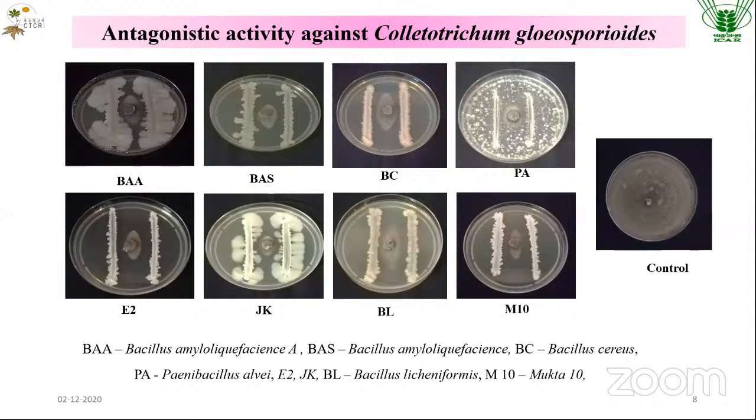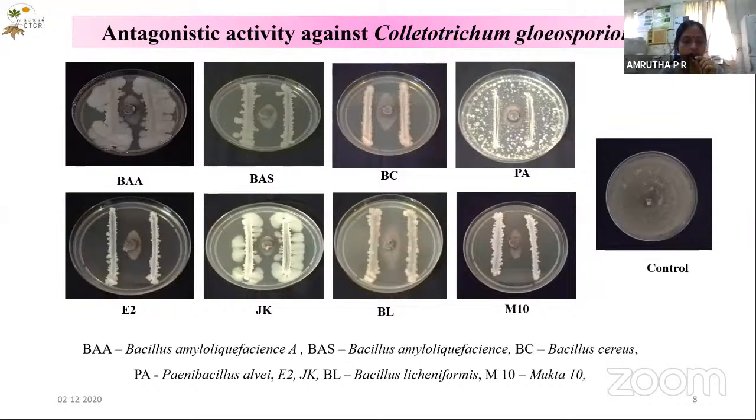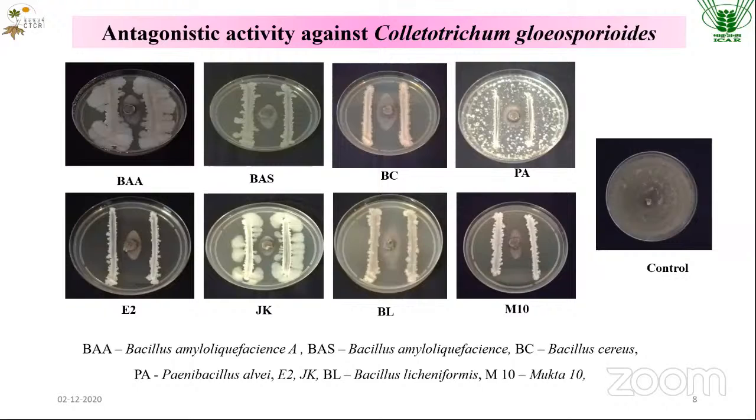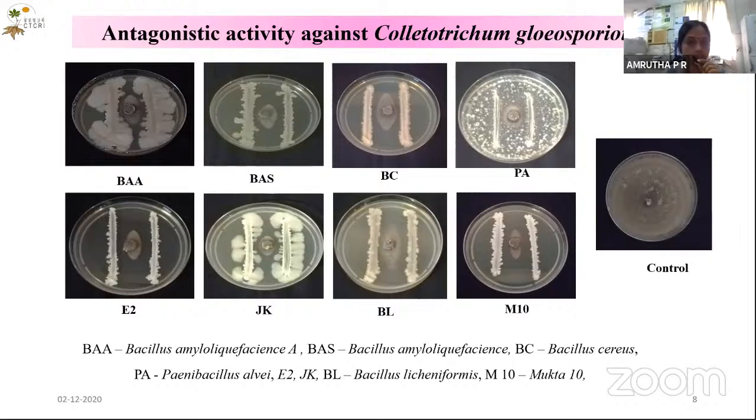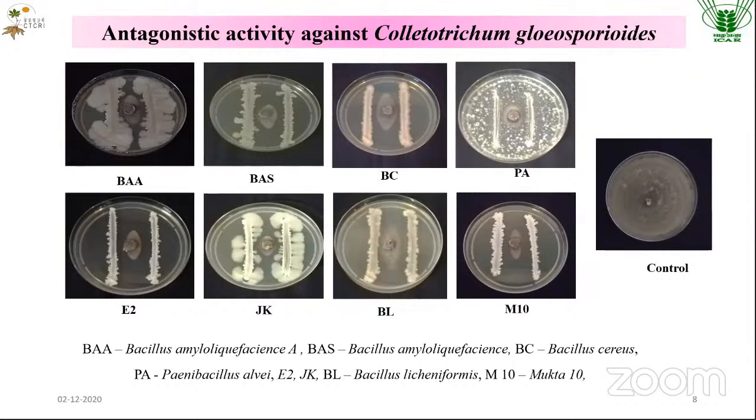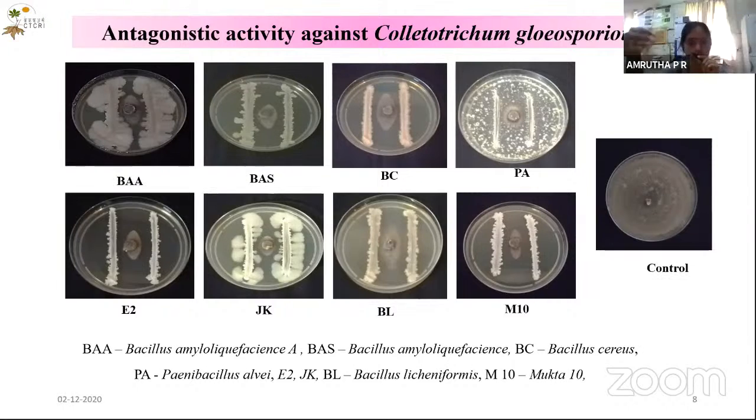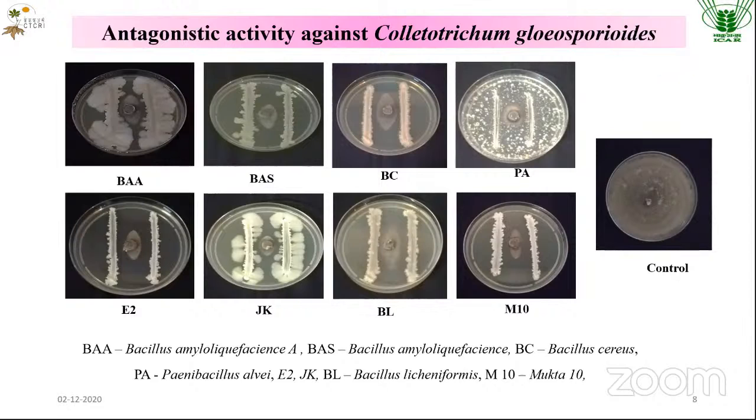Okay, the first one, BAA, which is that? Bacillus amyloliquefaciens. What's the effective range of that inhibition? You mean the percentage of inhibition? Percentage of inhibition, I think it's more than 80%. I have only shown those isolates that showed more than 80% inhibition against Colletotrichum gloeosporioides. All these isolates show more than 80% inhibition. Okay, thank you so much.